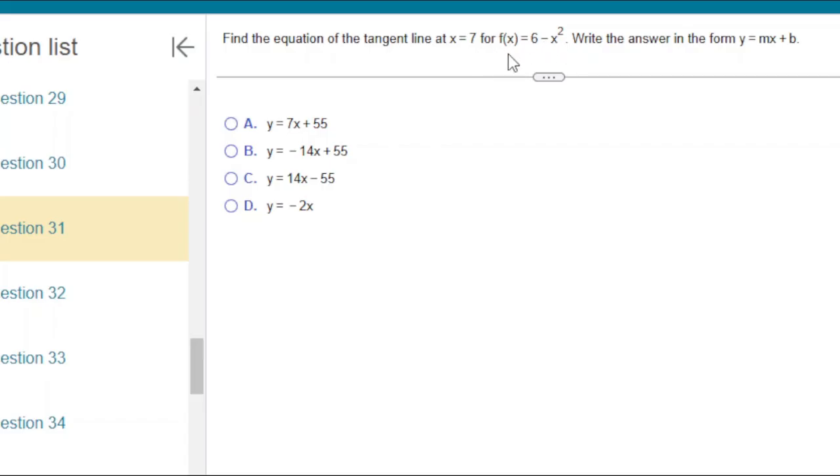And then you need to find f prime of 7, okay, to find the slope. So f prime of x would be negative 2x. And you find f prime of 7, so it'd be like negative 14. And then you use the point slope equation and simplify it, and you should get one of these answers. You can check your answer on Desmos to see if any of these look reasonable.